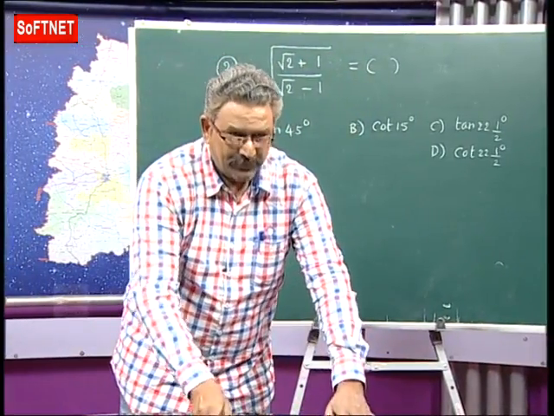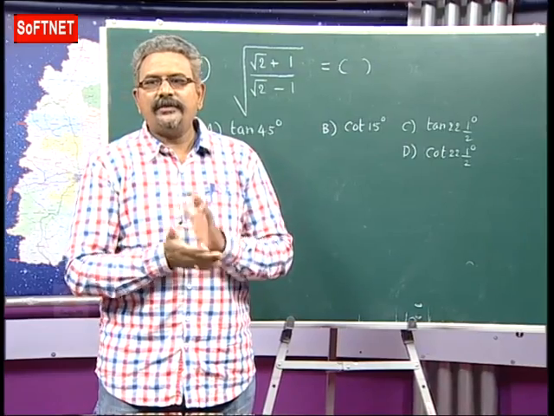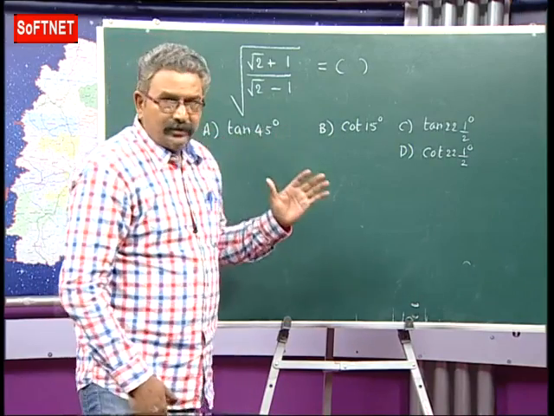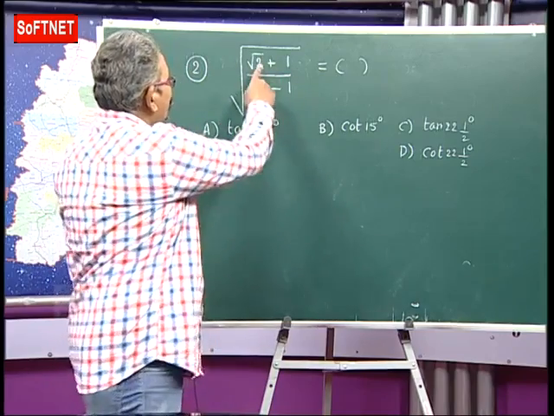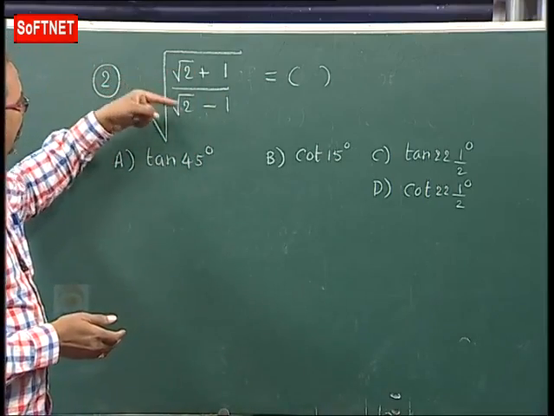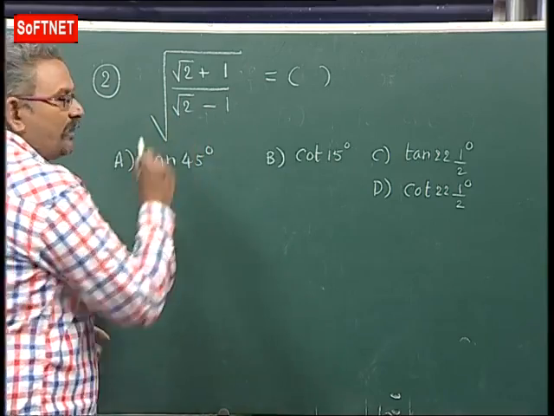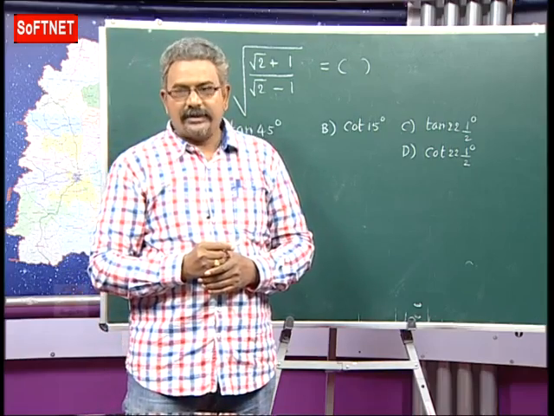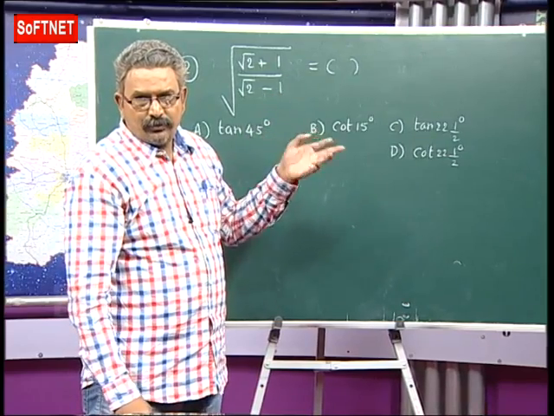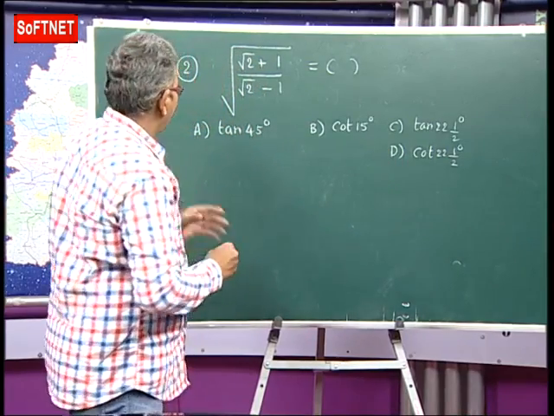Okay. This question is actually a combination of trigonometry as well as surds. If you know some standard values of trigonometry, then this problem can be solved. First of all, go through the question: root over root 2 plus 1 by root 2 minus 1. Let the denominator be rationalized. What is the rationalizing factor of root 2 minus 1? That is root 2 plus 1. So multiply both numerator and denominator with root 2 plus 1. Let us see what we get, so we can determine which option is correct.